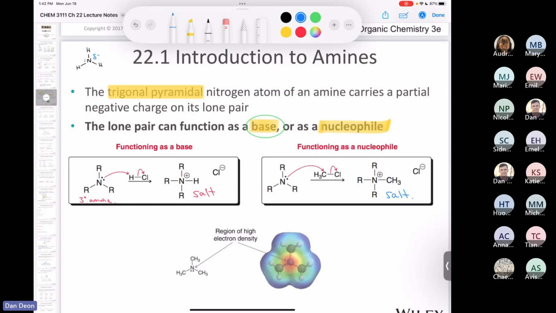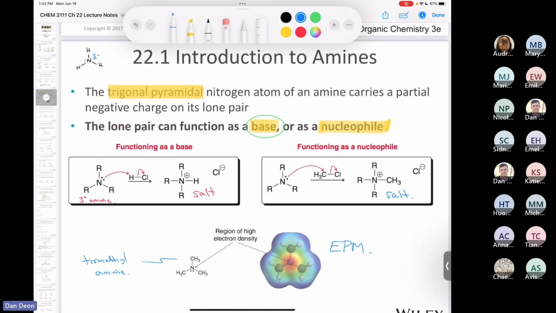This is an electrostatic potential map of what is called trimethylamine. So you can guess where that name comes from. It's got three methyl groups on it. If you look at the electrostatic potential map, the region where it's red in the center shows the high region of electron density. So you can see that most of the electron density lies on the nitrogen.